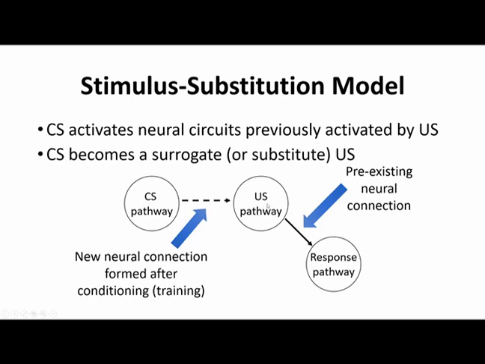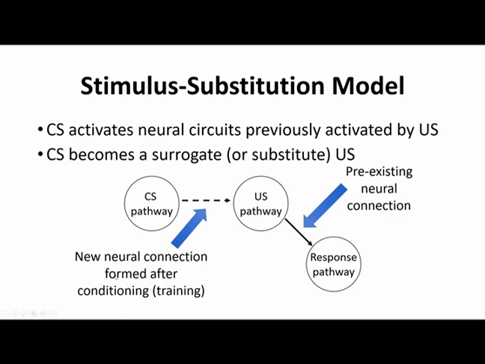What this model says happens is that our conditioned stimulus is going to sort of activate these pre-existing neural pathways that had been previously activated by our unconditioned stimulus. Basically, our CS comes in and adds on to this existing pathway.